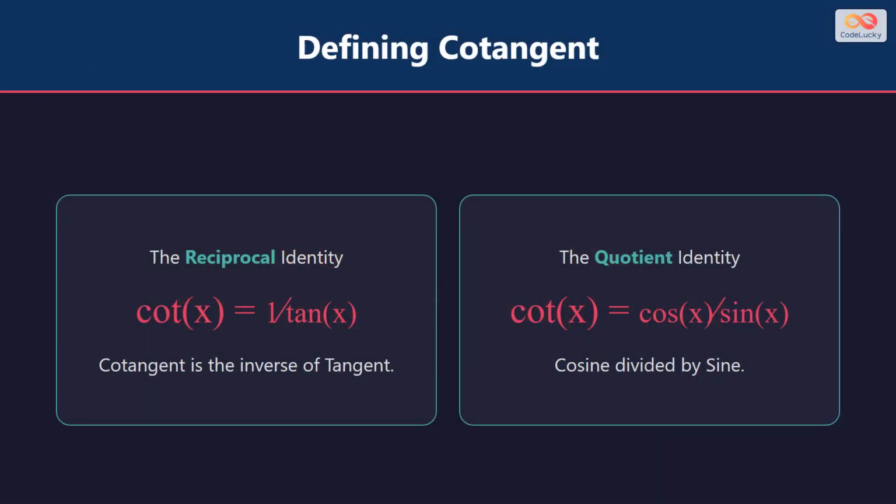First, let's define exactly what cotangent is. There are two main ways to think about it. First, it is the reciprocal identity, meaning cotangent of x equals 1 divided by tangent of x. Second, using the quotient identity, it is equal to cosine of x divided by sine of x. Understanding this reciprocal relationship is the key to graphing it correctly.